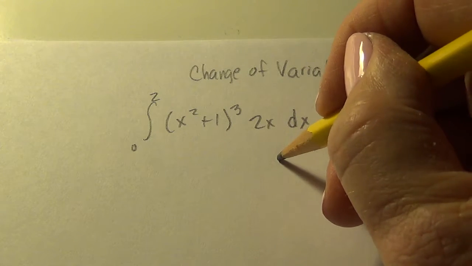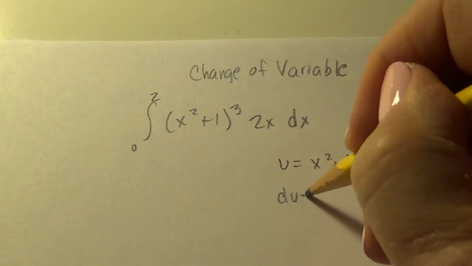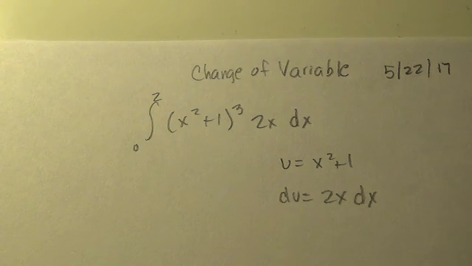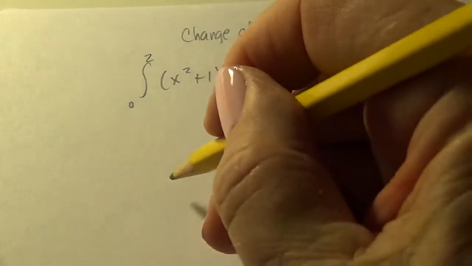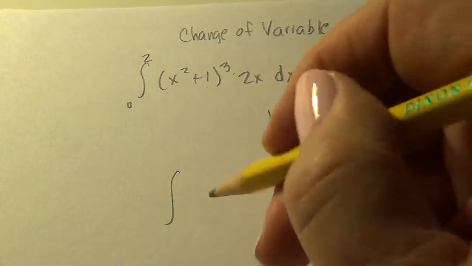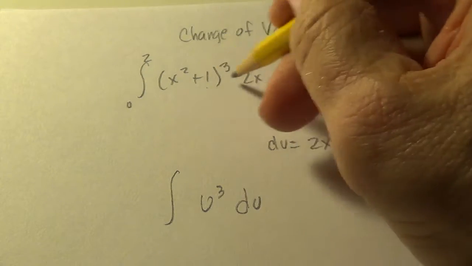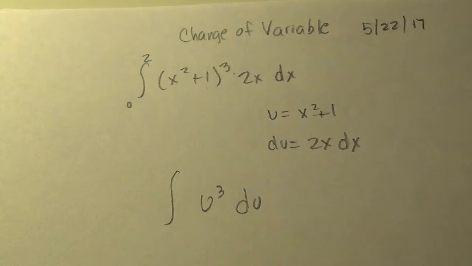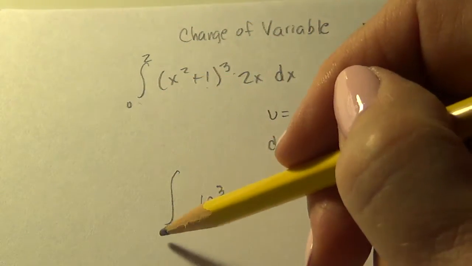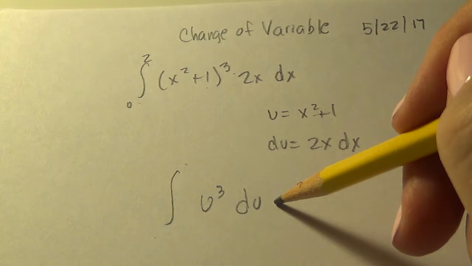Nothing shocking there. u I'm going to declare to be x squared plus 1, and the du would be 2x dx. Alright, let's substitute everything in for u. Instead of x squared plus 1, I'm going to put u to the third, and 2x dx is du. So once everything has been converted over to u, I note that I did not put in 0 to 2. And that's because 0 to 2 no longer apply when I do u.